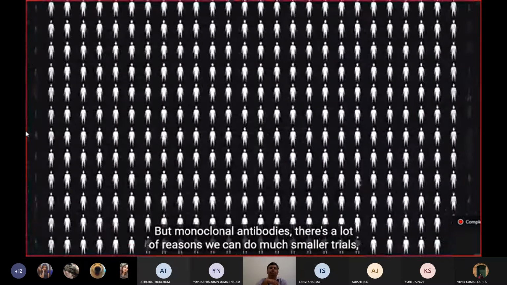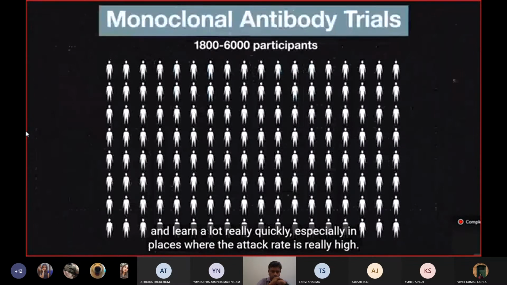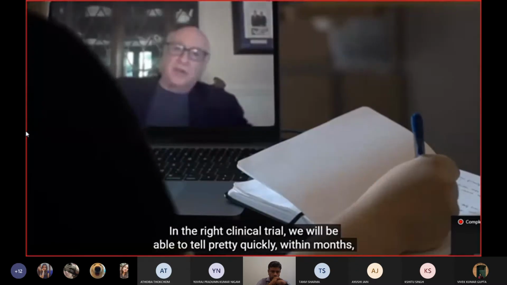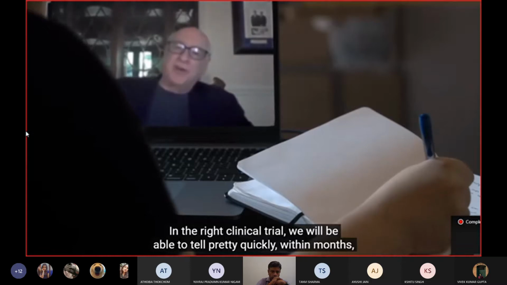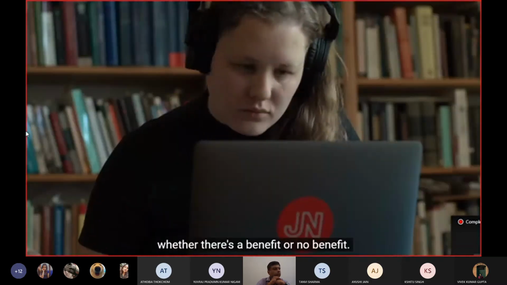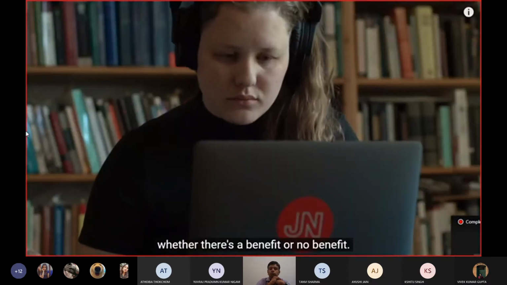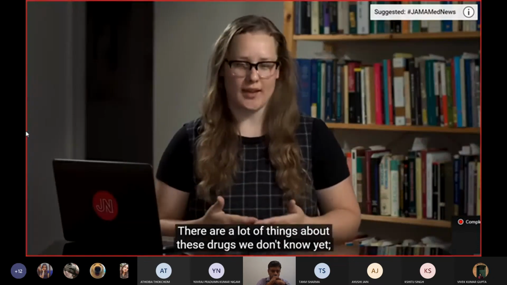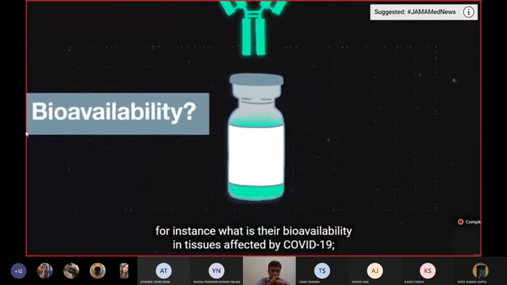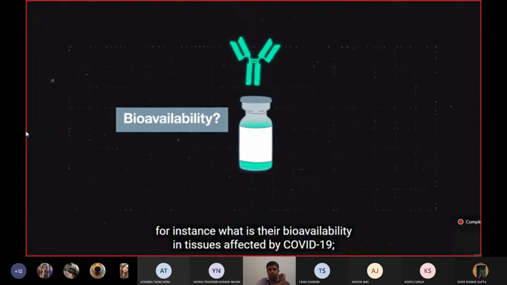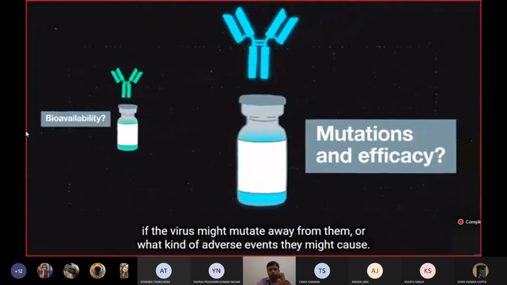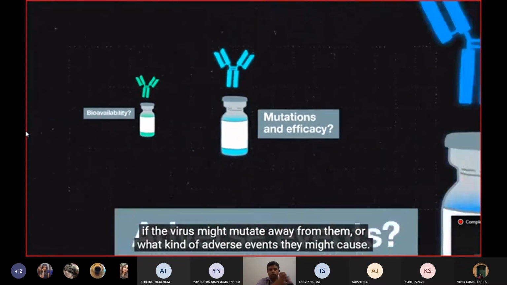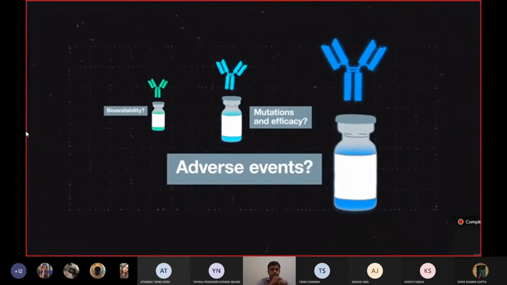But with monoclonal antibodies, there's a lot of reasons we can do much smaller trials and learn a lot really quickly, especially in places where the attack rate is very high. In the right clinical trial, we'll be able to tell pretty quickly, within months, whether there's a benefit or no benefit. There are a lot of things about these drugs we don't know yet. For instance, what is their bioavailability in tissues affected by COVID-19? If the virus might mutate away from them, or what kind of adverse events they might cause.